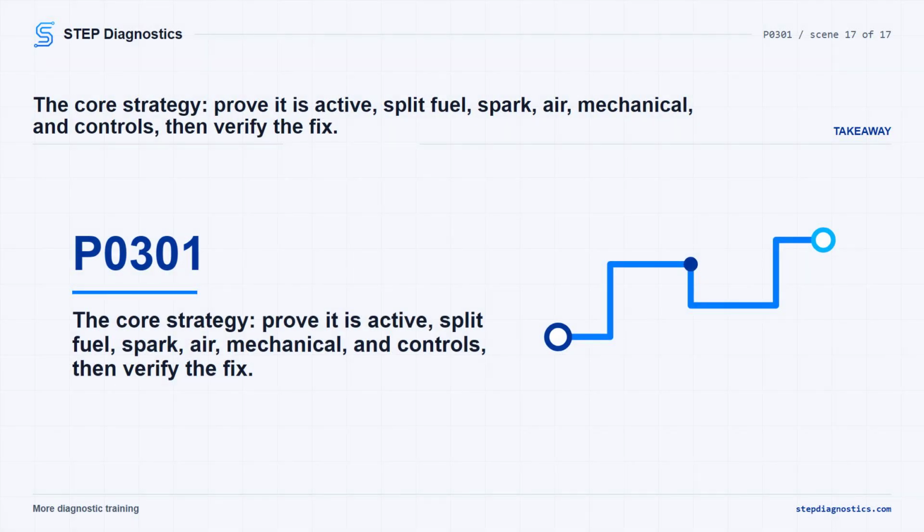If P0301 does not return, the wiring or poor connection problem has been corrected. If P0301 does return after this path, replace and program the PCM, then verify the repair and confirm the code stays gone. The takeaway is simple. Prove the misfire is active, separate fuel, spark, air, mechanical, and control issues in order, and verify every fix under the same conditions that set the code.